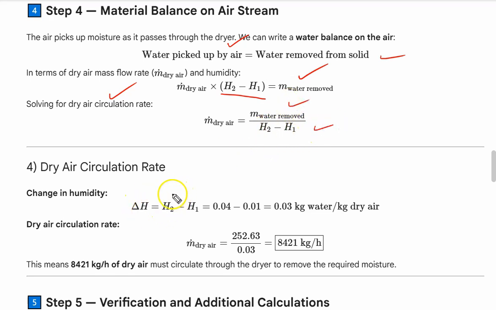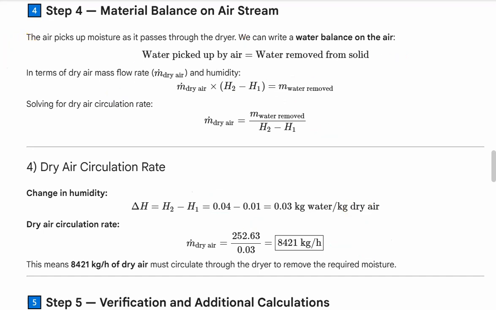So H2 is already given in the problem, and H1 is also given. So 0.04 minus 0.01, that is 0.03 kg water per kg dry air. So we got that water content. So from that we will get the dry air circulation rate: water removed divided by 0.03, that is del H. So that is 8421 kg per hour. So that is m dry air. This means 8421 kg per hour of dry air must circulate through the dryer to remove the required moisture.